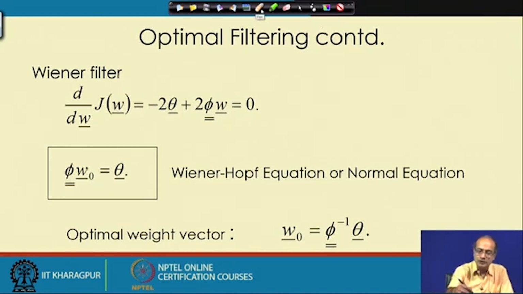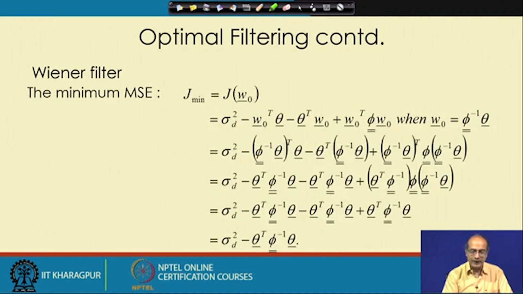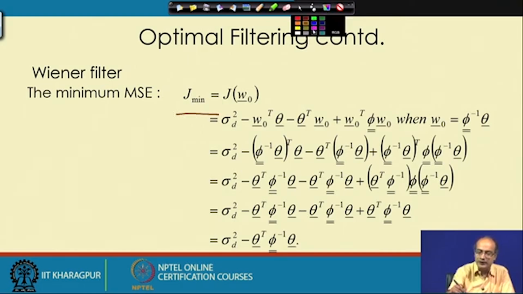So, let us now move forward. We see that after this part, the first thing we are interested in is the minimum value of the error. We wanted to minimize J w, and we found the tap weight where the error will be minimum. So, first we would like to know what this minimum error is.